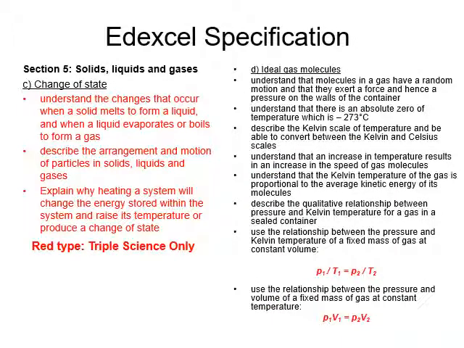Well, there's basically two areas. We're going to look at change of states, which will link closely to probably what you're studying in chemistry, and also the ideal gas molecules, which again will link with what you've been doing in chemistry. So there's a bit of crossover between the two subjects. So these are the learning objectives that you should have achieved by the end of the lesson.